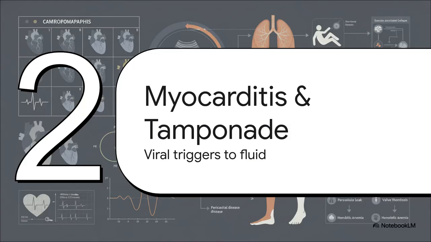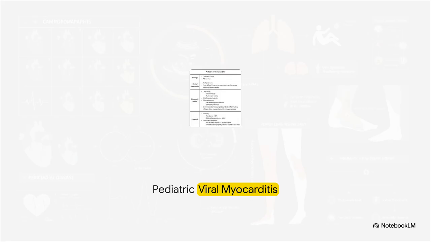Section 4. Myocarditis and tamponade. Let's shift gears to when viral infections attack the heart muscle directly. A classic board scenario is a young adult or child with a recent viral prodrome, think Coxsackie B or adenovirus, who suddenly shows up with unexplained heart failure, cardiomegaly, and pulmonary edema.